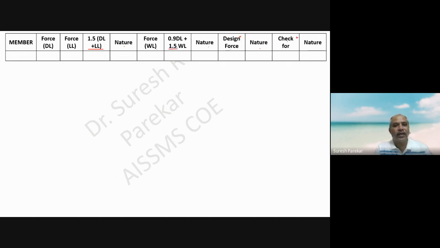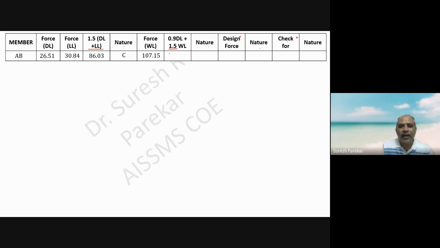So now we can go to the first member AB, which is our top chord member. We have force due to dead load 26.51 and force due to live load that is 30.81. So we have 1.5 dead load plus live load comes 86.03, that is compression. Now force due to wind load we have tensile force which is 107.15, and then we go to 0.9 dead load plus 1.5 wind load.